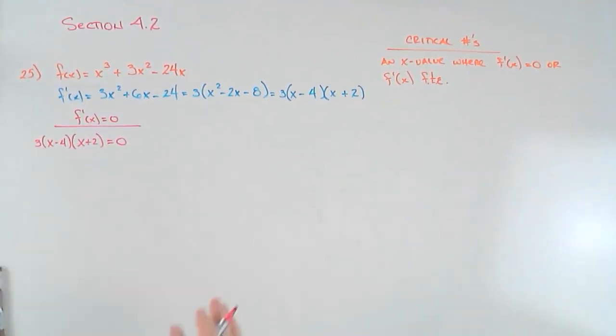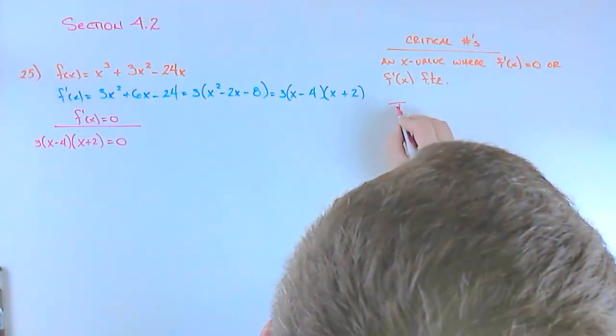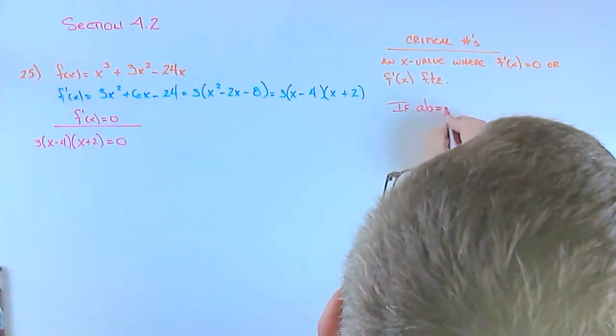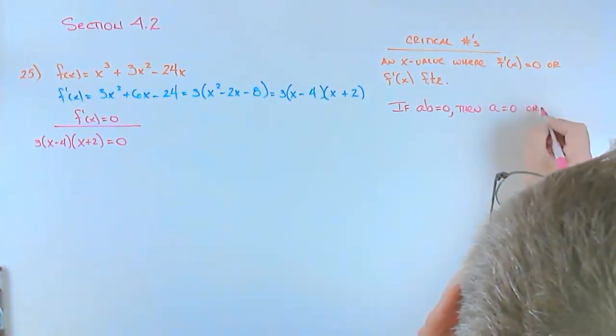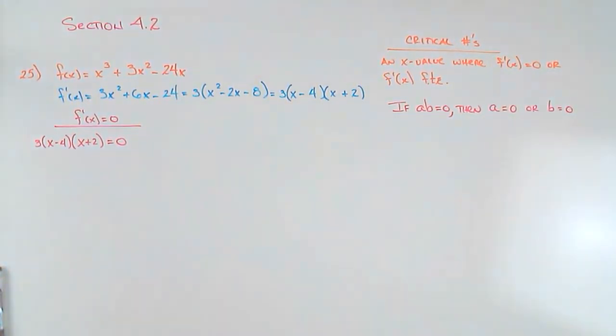equal to 0. Now, we know from algebra that if you have a product that equals 0, one of the factors must indeed be 0. That's the only way we can get a product of 0. That's called the zero product property. And we said that back in algebra. We said if a times b equals 0, then a equals 0 or b equals 0. That's our zero product property. So if we take a look at this, we know 3 is never going to be 0. It's a factor, but it's not going to be 0. So from here, we get the fact that x minus 4 could be 0, or x plus 2 could be 0.